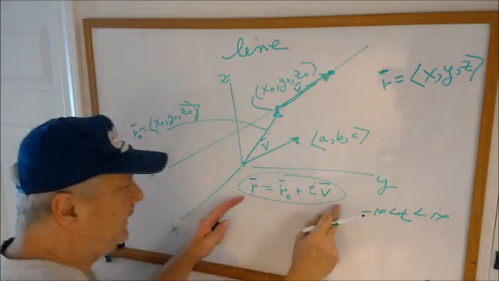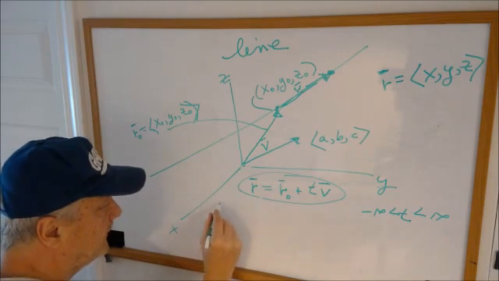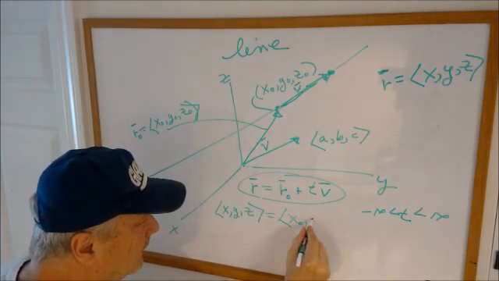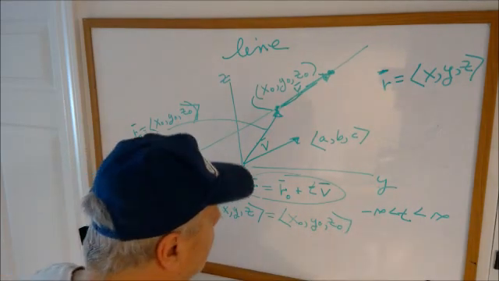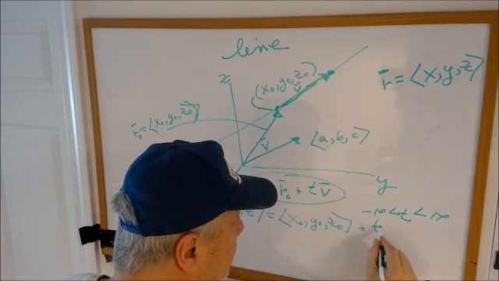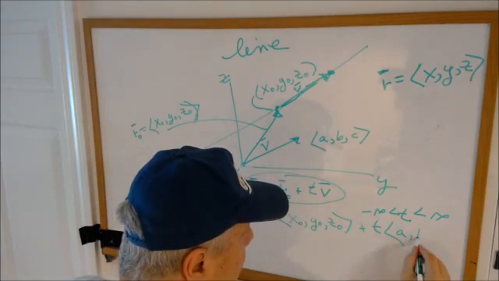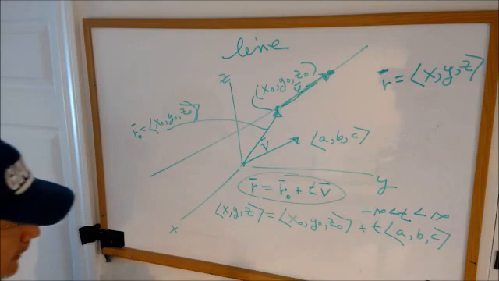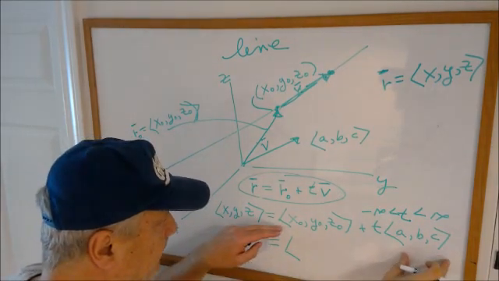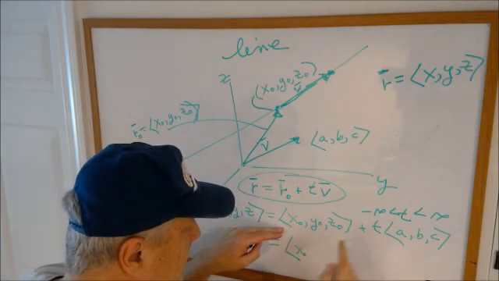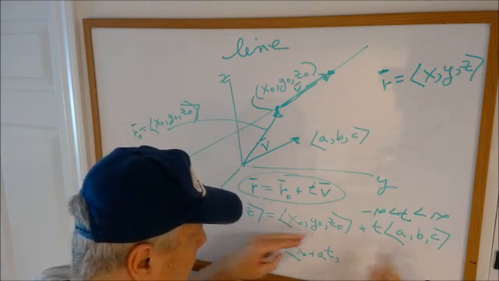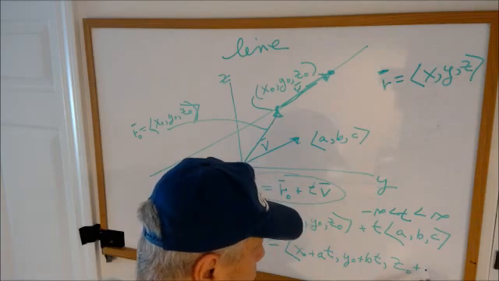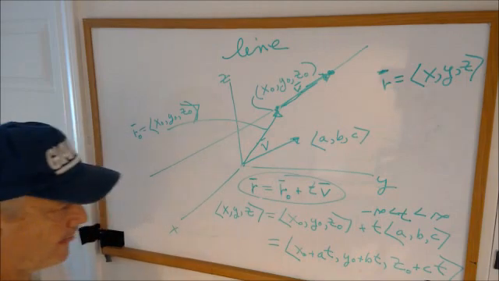Now, we can expand this notation because R is just x, y, z equals R naught, which is just x naught, y naught, z naught. And then we have plus the scalar t times the vector v, which is just a, b, c. So we can write the right-hand side here as a vector. When we add vectors, we have x naught plus a times t. And then the second component is, of course, y naught plus b times t. And finally, z naught plus c times t, end bracket.